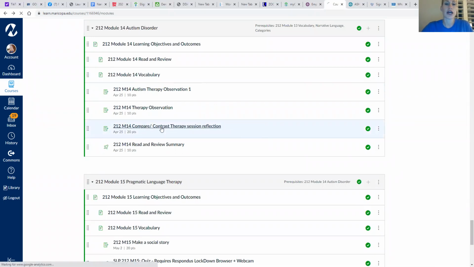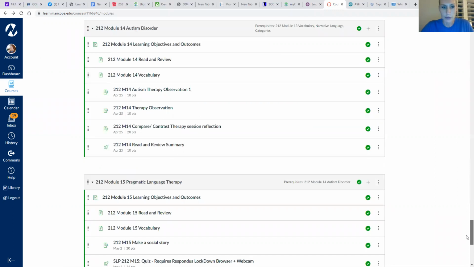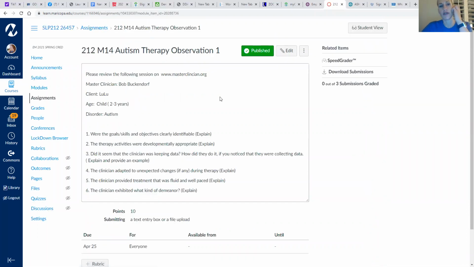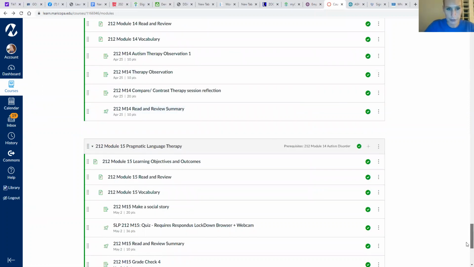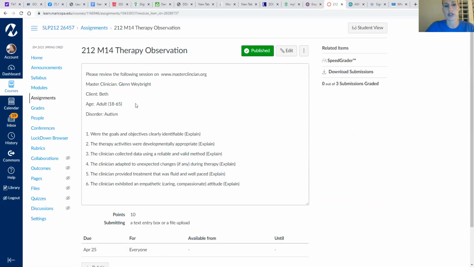And then there's the compare and contrast therapy reflection. Look at the difference between autism therapy observation 1 and then observation 2. The child in the first is 2 or 3 years old, and in the other it's an adult, I think a younger adult, not an older adult. They've kind of changed these around, but definitely compare and contrast those two therapy observations.